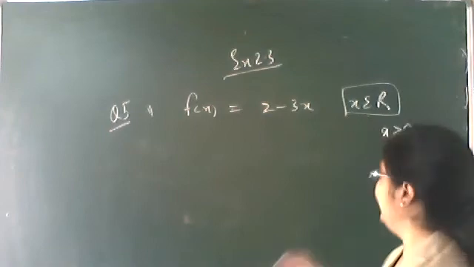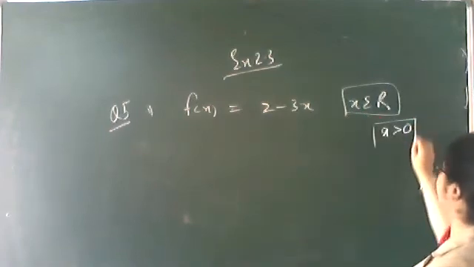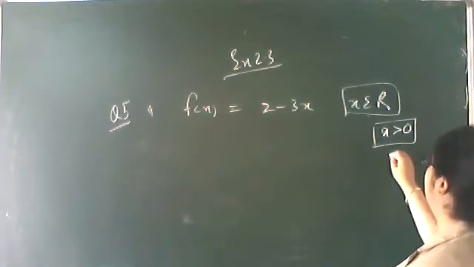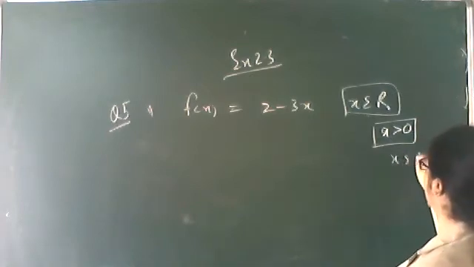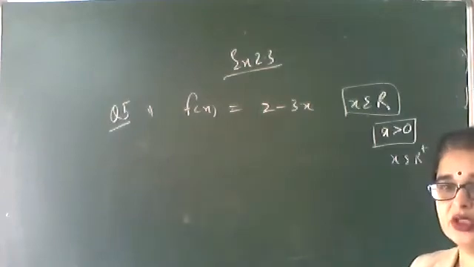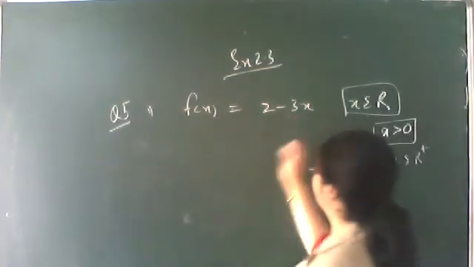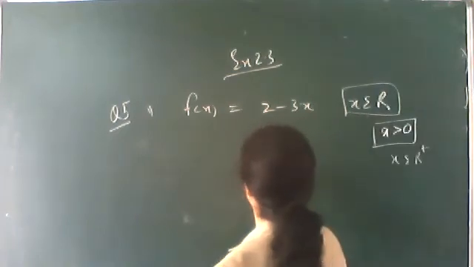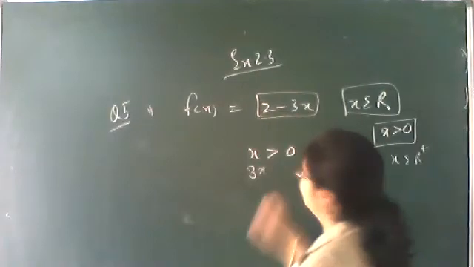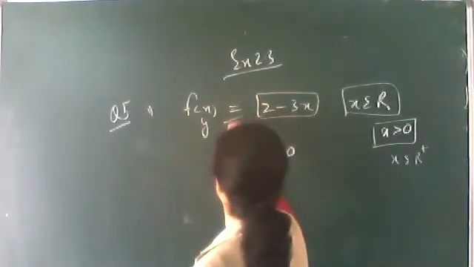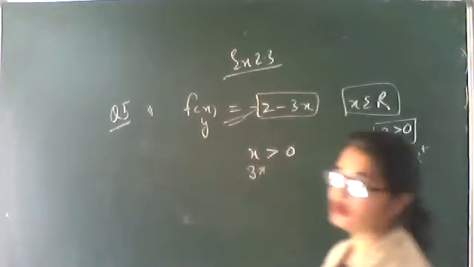Just see, x belongs to R and x is greater than 0. That means x belongs to R positive, all the positive real numbers will come. So just see, when x is greater than 0, can we say 3x? We have to find the range. So range is what? y is equal to this function.